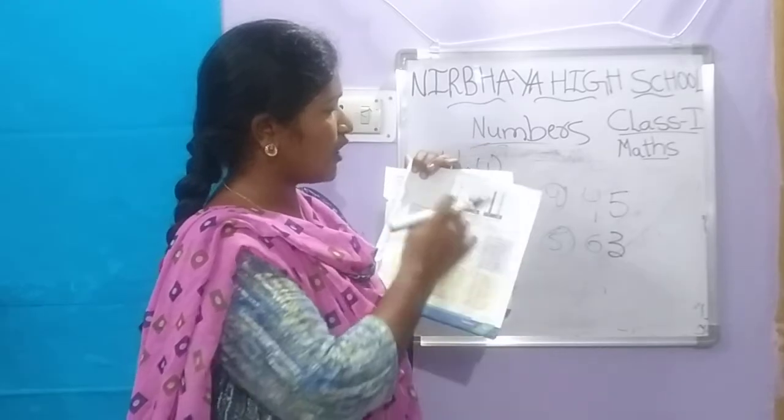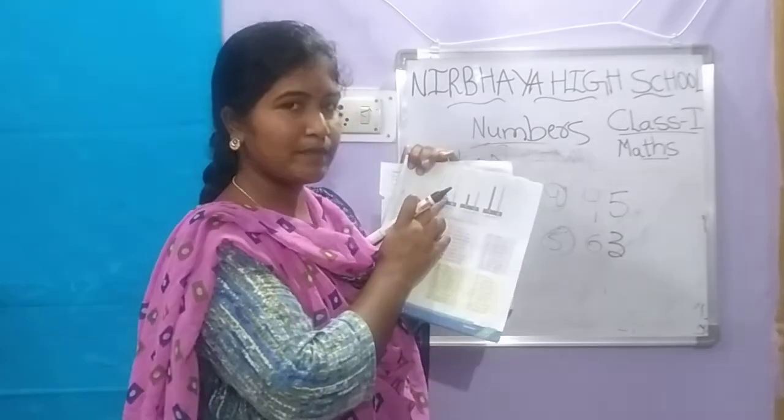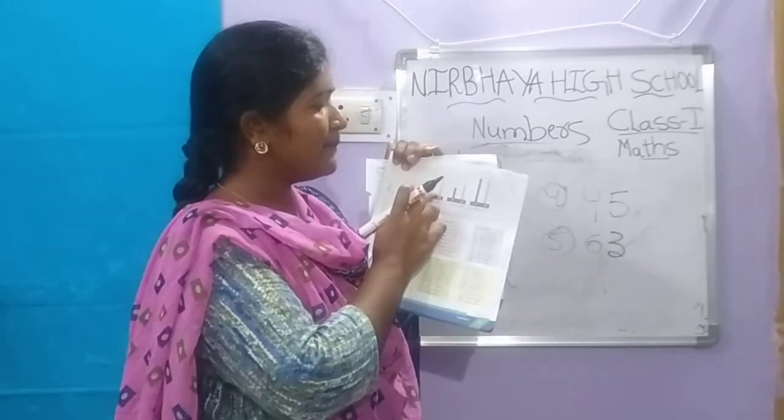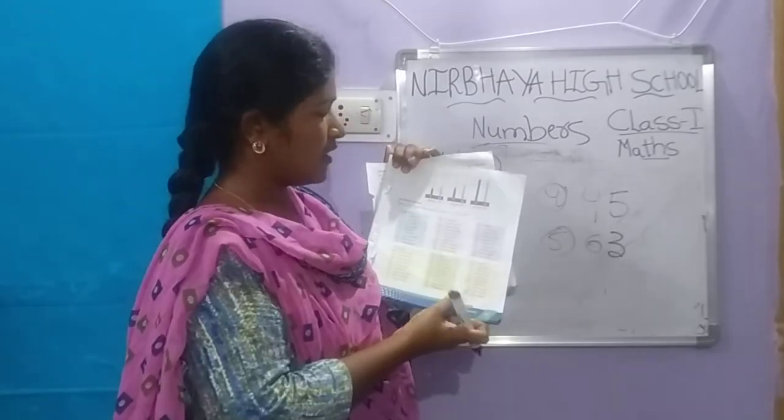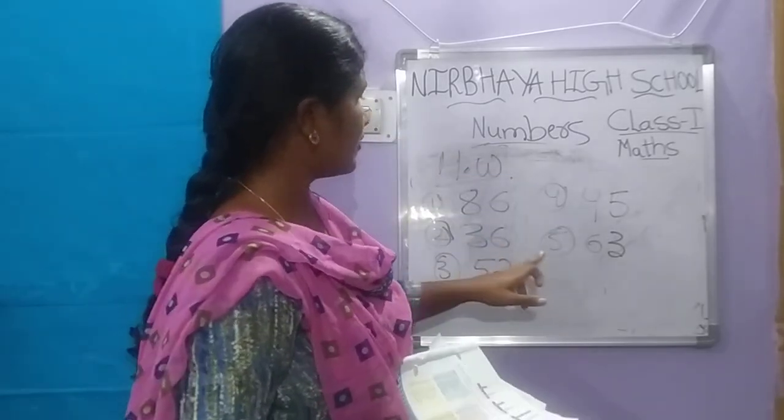First you have to draw the line, and you have to draw the spike, and you have to draw the beads. Okay. Do these 5 in your homework notebook.